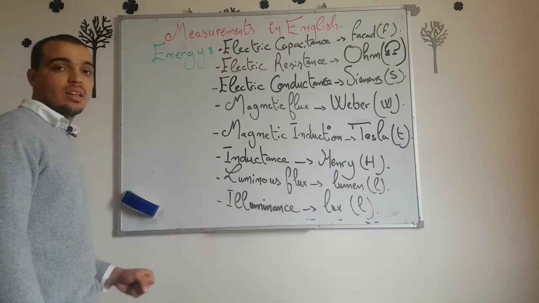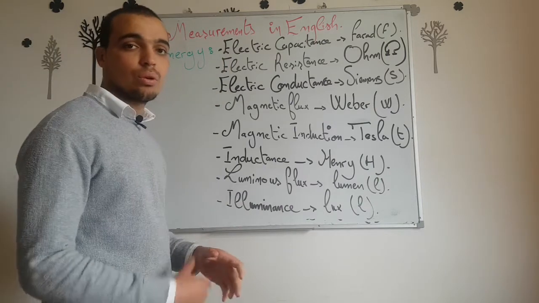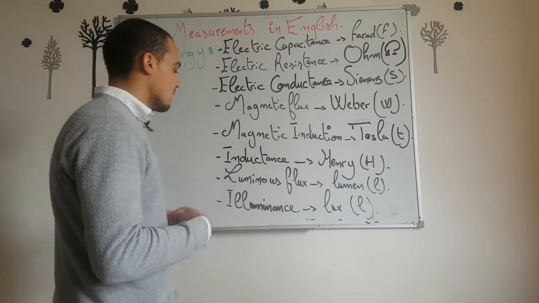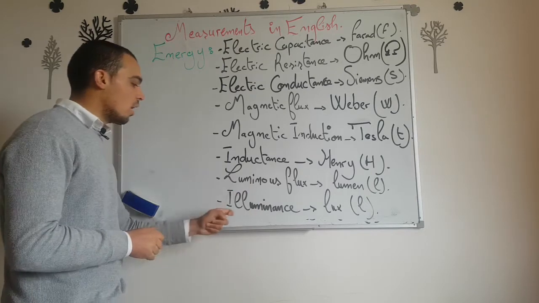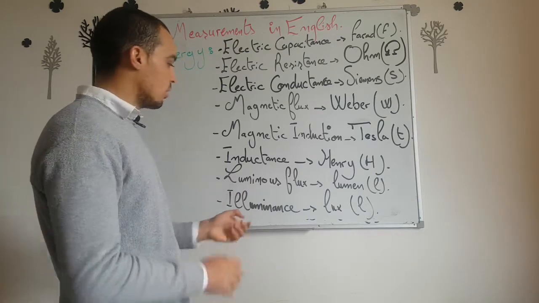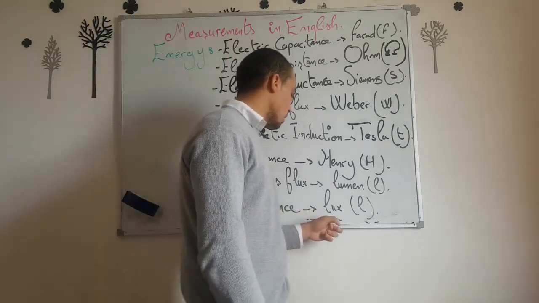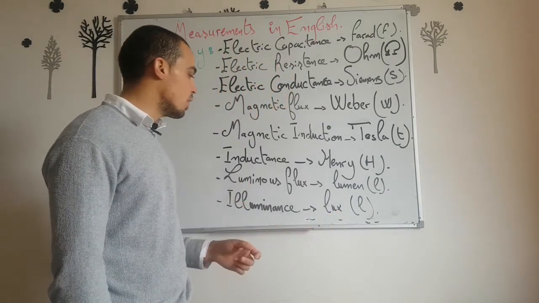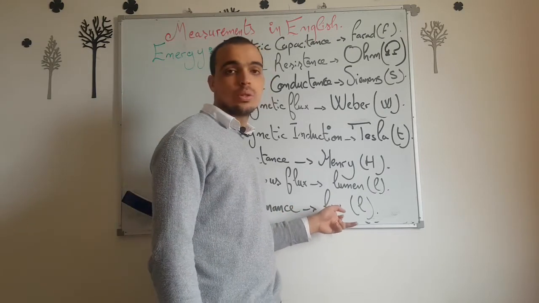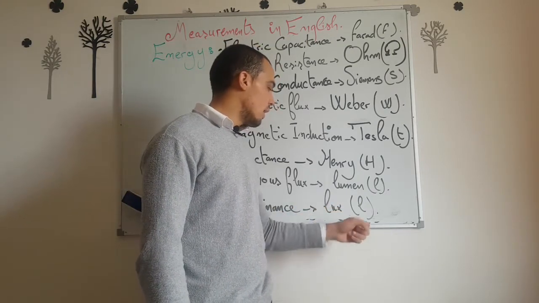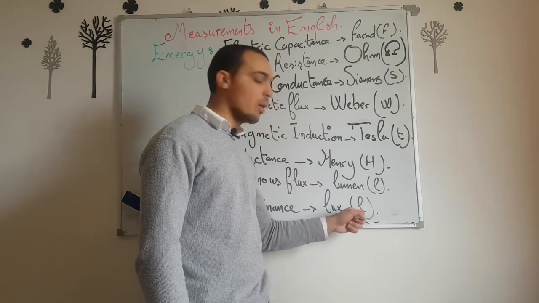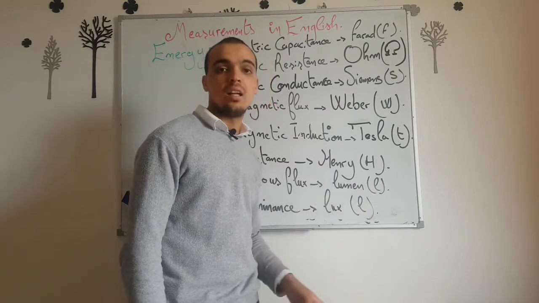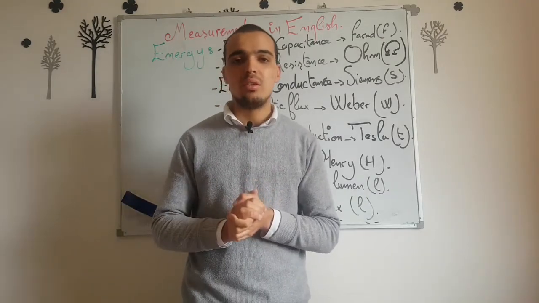And last but not least, since our list can be expandable, we have the illuminance, and the unit used to measure it is called lux, and it can be abbreviated with this L. So this was everything in today's talk.